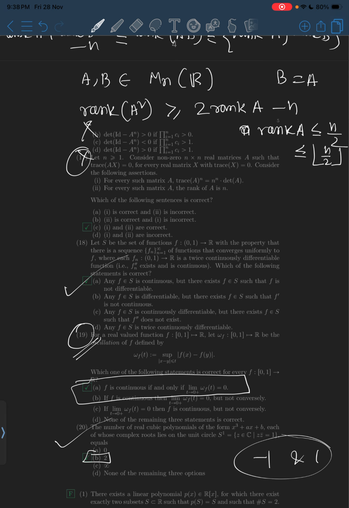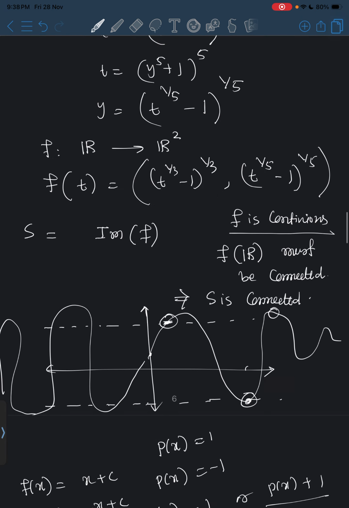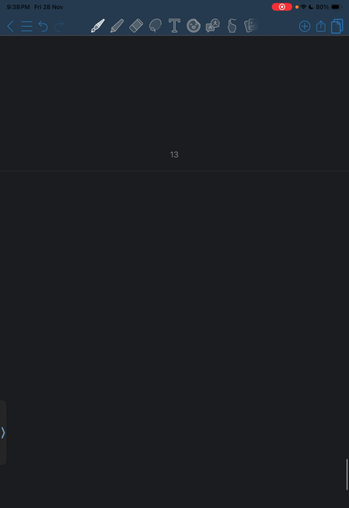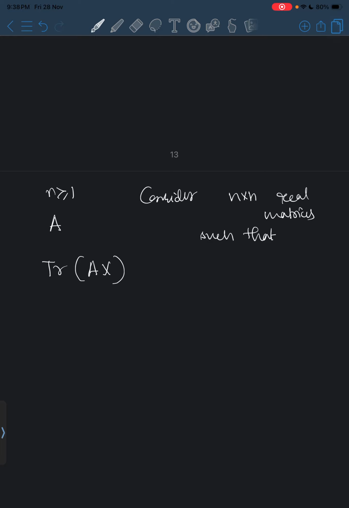Let n be greater than or equal to 1, and consider n cross n real matrices A such that trace of AX equals 0 for all X satisfying trace of X equals 0. Then you need to find the properties of A.